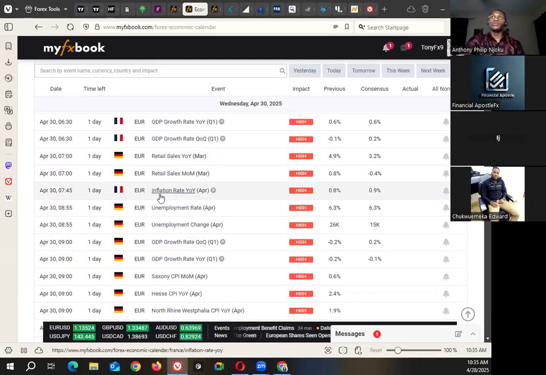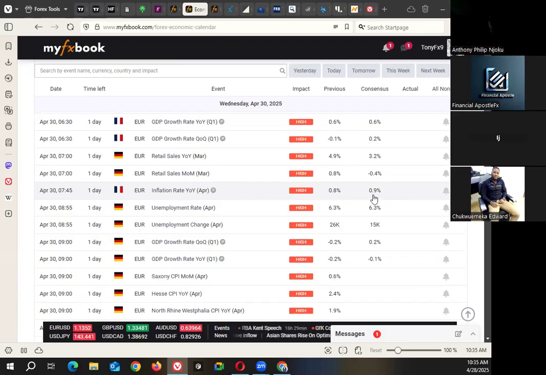Then we have the inflation rate. Okay, it has to do with the increase in prices of goods and services compared to last year because it's year over year for April to be precise in France. Okay, we say if you go higher than 0.9, it is good for euro. The lower figure, it is bad for euro.